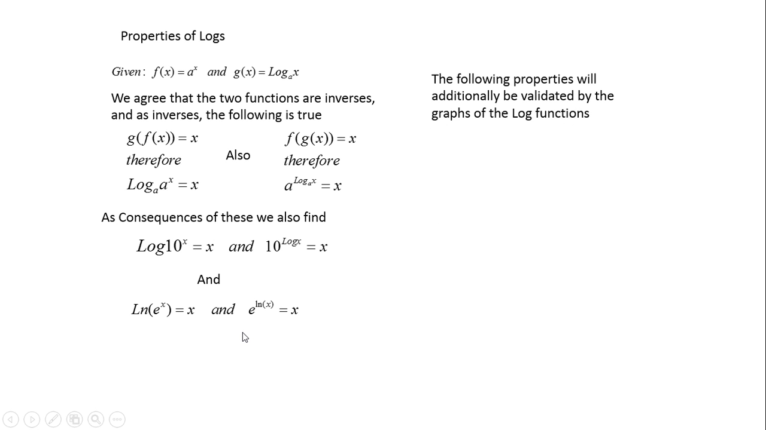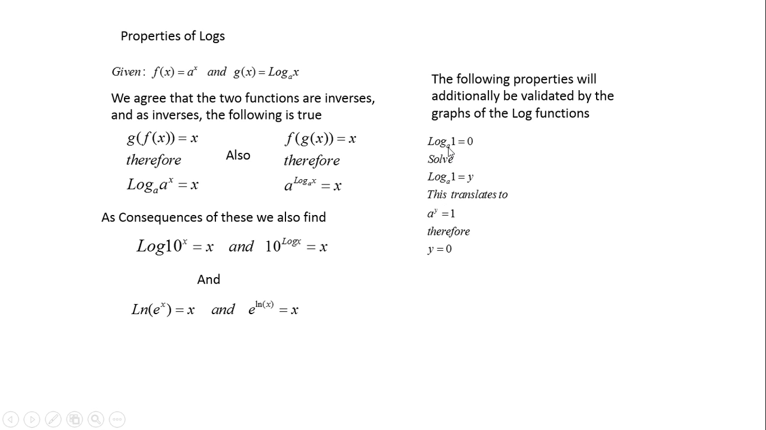Okay? Additional properties that arise as well, kind of resulting from the graphs. Remember the graph of the log. Graph of the log had the x-intercept at 1.